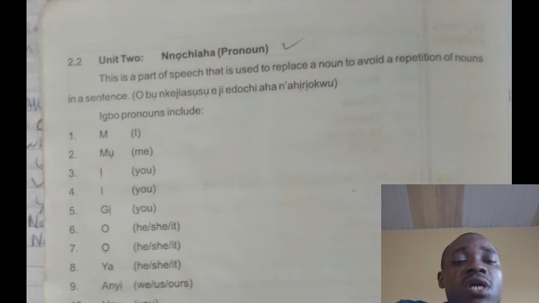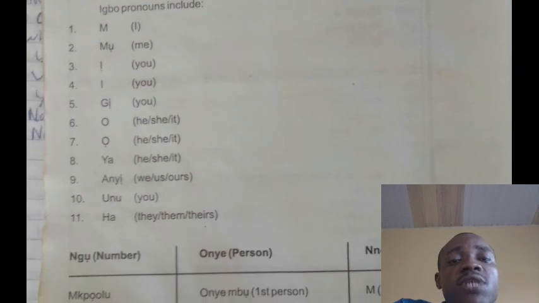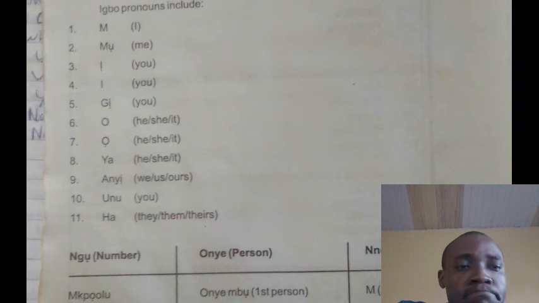Now look at the Igbo translation there. Ọ bụ nkeji asụsụ e ji edochi aha n'ahịrịokwu. We have the Igbo pronouns here. Number one, Igbo pronoun, which is I. Next, mo means me. The next one, ị means you.